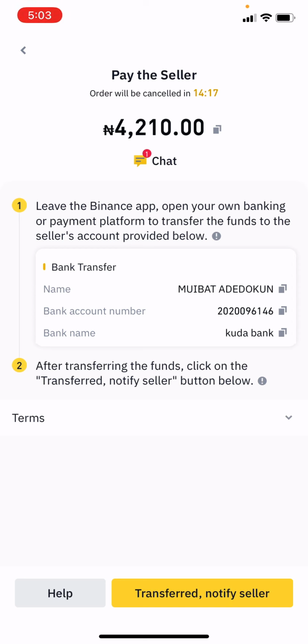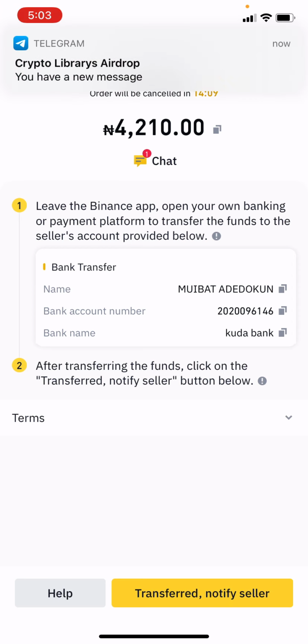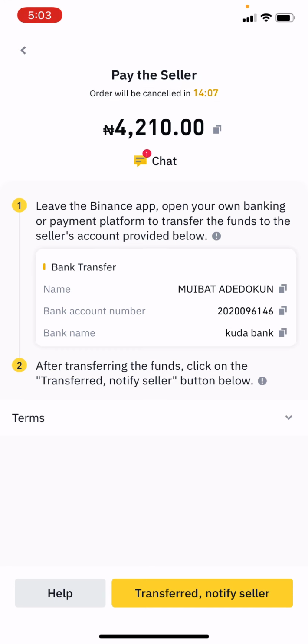So you come to transferred, notify the seller. Make sure you send the money before notifying the seller. Once you notify the seller, he or she will confirm the payment that yes, you've paid. Then the coin will be released to your wallet. That is all about peer-to-peer.